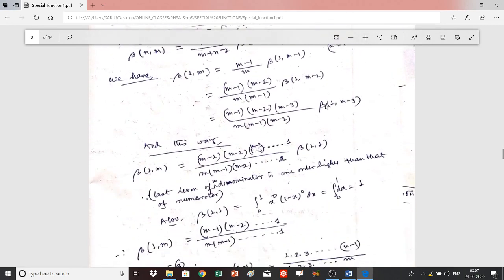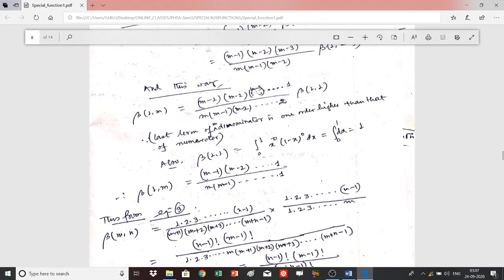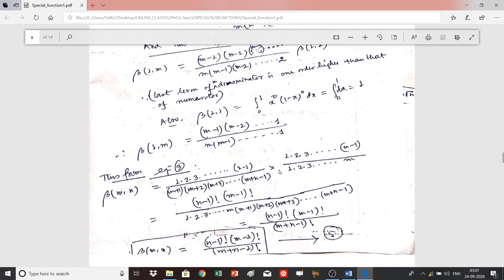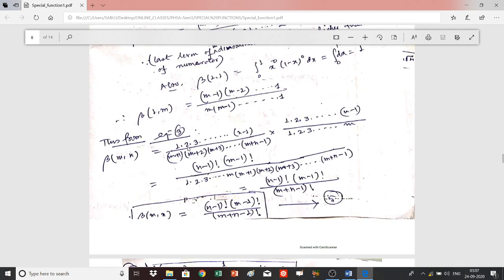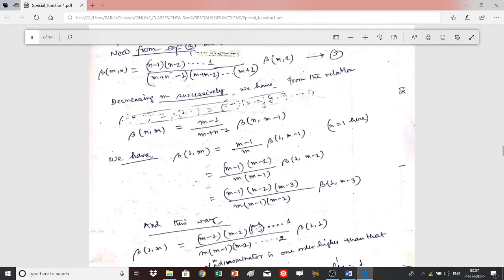So that will give you beta m. Just write the value of beta 1m. So this will give you 1, 2, 3 in this way up to this, and since here the last term was 2, you can write 2 and after that 1 into 1. If you write it as 1, it does not affect this. So you can write this as 1 up to 1. So here just substitute the value of beta 1m in equation number 3, that means in this equation.